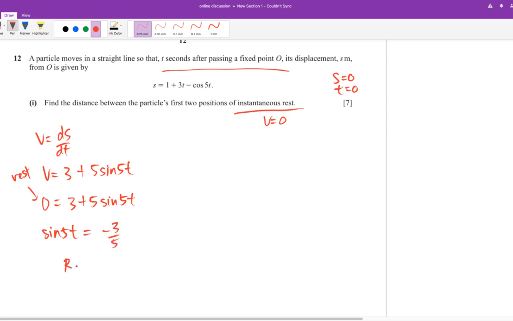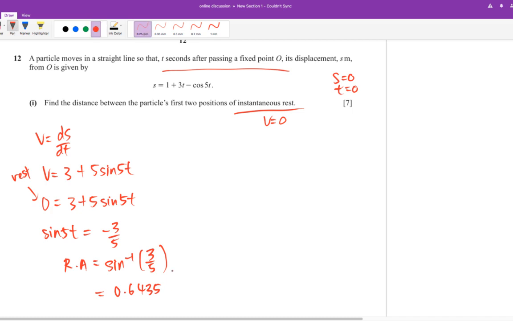So the first thing is I find my reference angle first. I move the sine to the other side and ignore the negative. Okay, so shift sine 3 over 5. In this topic, I prefer my answer in radians, so I will change my calculator to radian and type again. So I will get 0.6435. Alright, this is in radians.